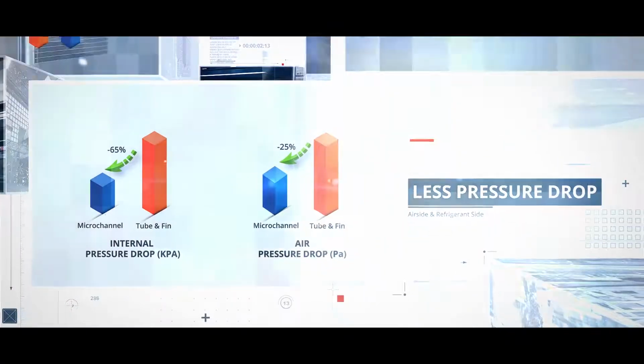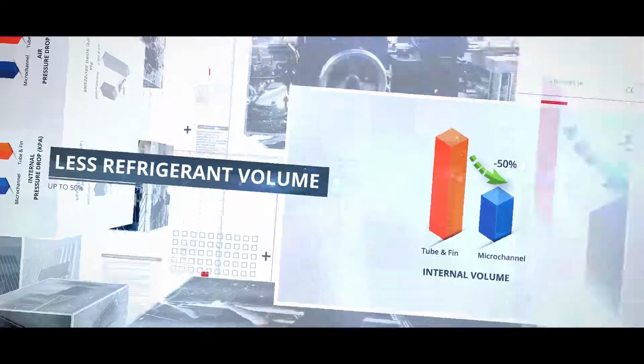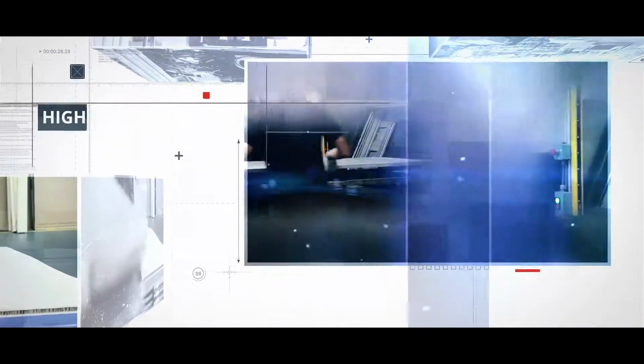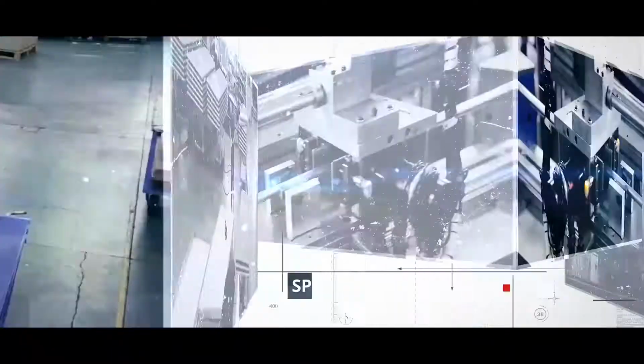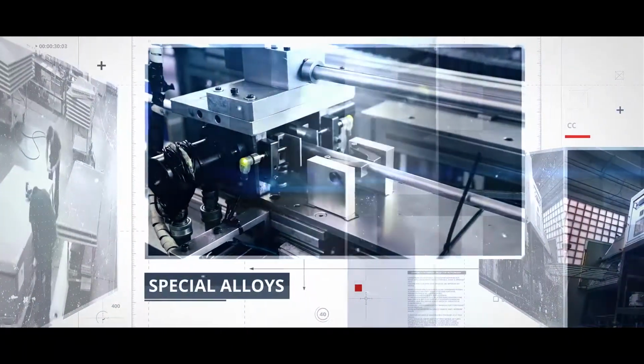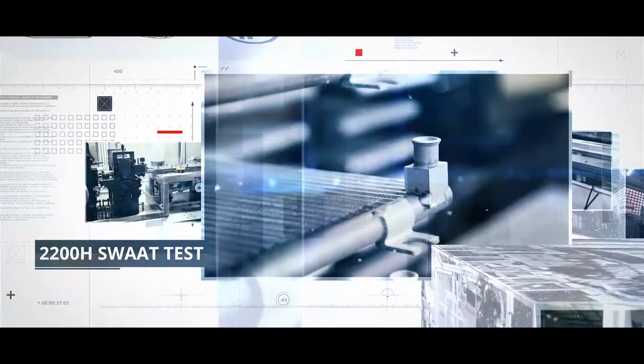A considerable pressure drop reduction and a 50% reduction of the refrigerant holdup volume results in lower operational and maintenance costs of your equipment. By using smaller fans and compressors, your products will be more energy efficient. Our special high-quality aluminium alloys make our coils highly resistant to corrosion and 100% recyclable.